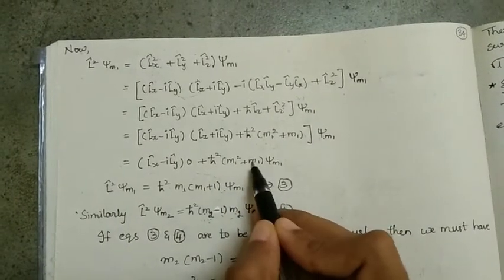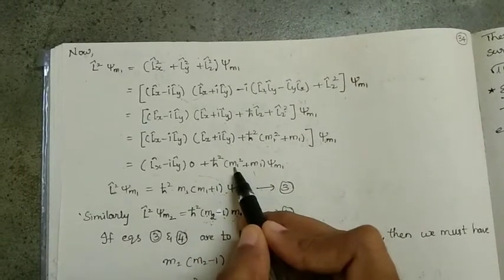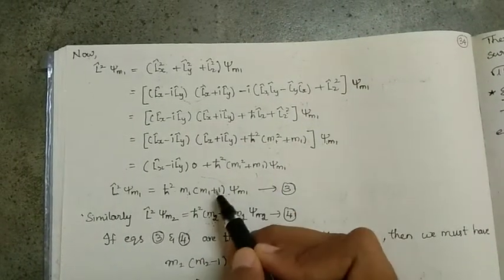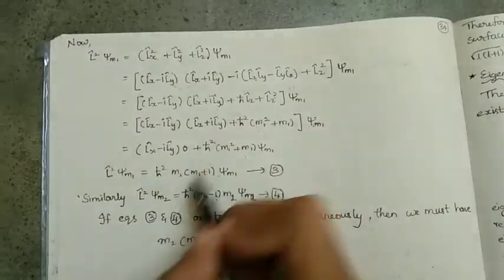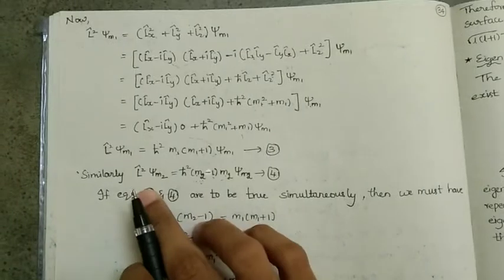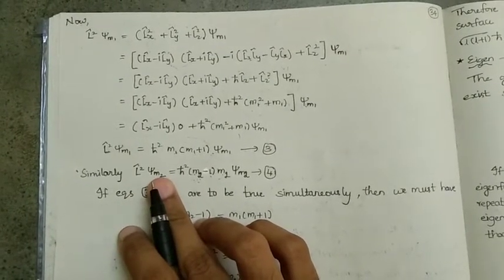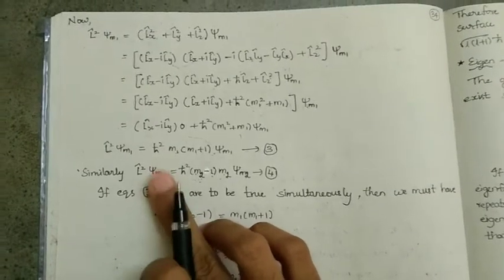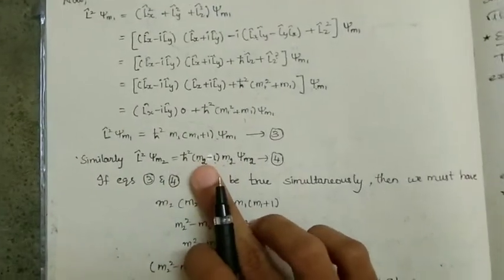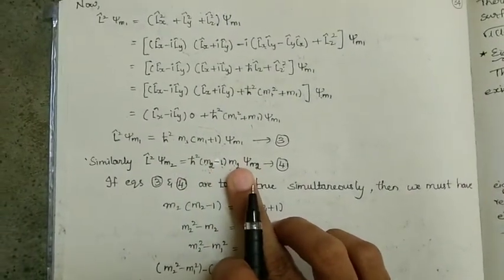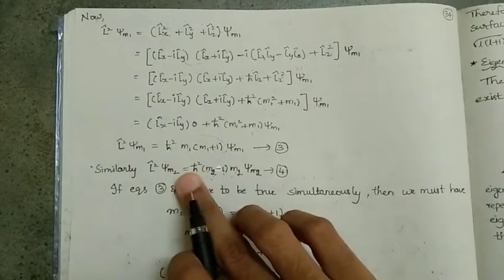So here, m1 can be taken as common. If we take m1 common, here 1 would be remaining. So m1 into m1 plus 1, and h cut square. And similarly in the same manner, if we take xi m2, for the maximum negative value, m2 is nothing but the maximum negative value. If we follow the same procedure, here we would have m2 minus 1 into m2, because here m1 is the maximum positive value and m2 is the maximum negative value.